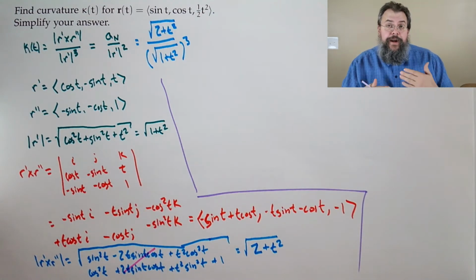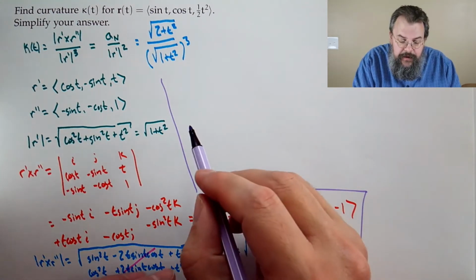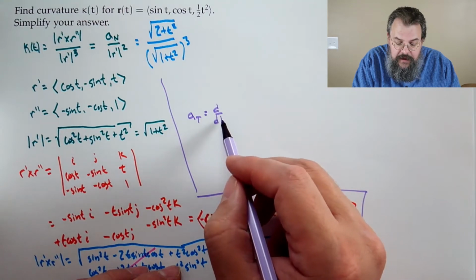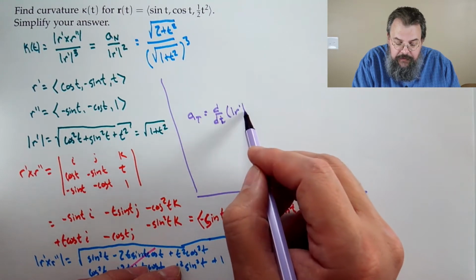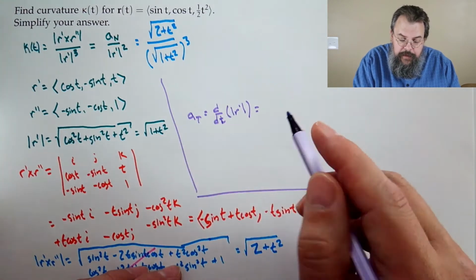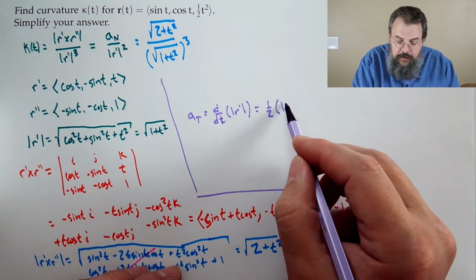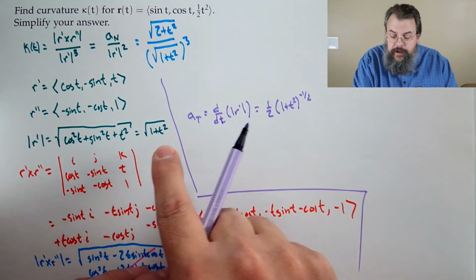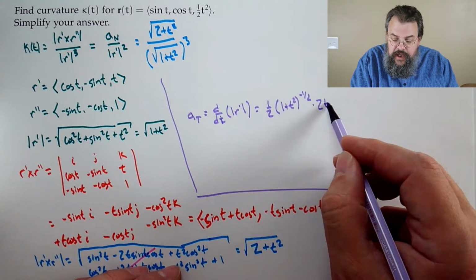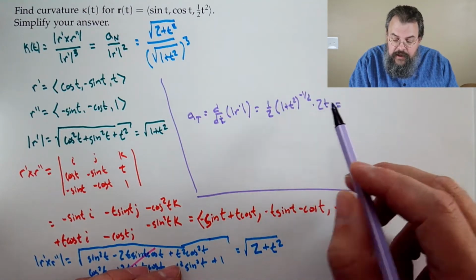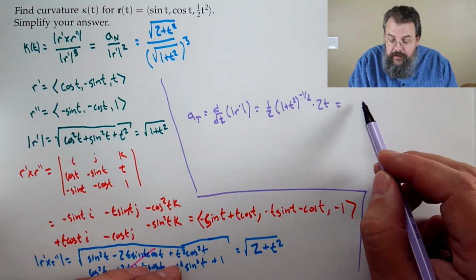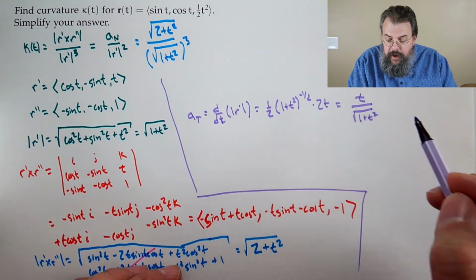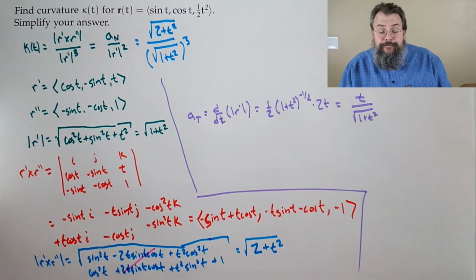So remember how do you find a sub n? You start by saying, what is a sub t? So a sub t, that's the derivative of the magnitude of r prime. In our case, well, that would be 1/2, 1 plus t squared to the minus a half, because you can think of this as 1 plus t squared to the positive a half to begin with, times 2t. Well, you can simplify. The 2's cancel out, so you end up with t over the square root of 1 plus t squared. All right, that's our a sub t.